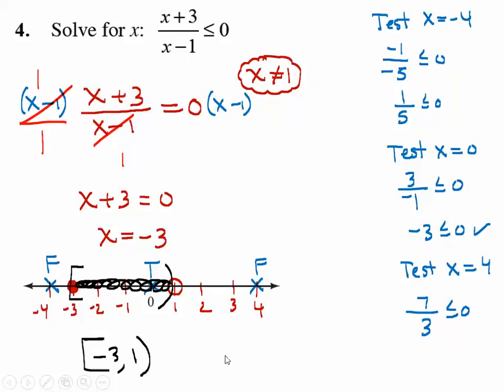Bracket and parenthesis respectively, or inequality notation, negative 3 is less than or equal to x, which is less than 1. So the number that I want, negative 3 is less than or equal to the number that I want, and the number that I want is less than 1.